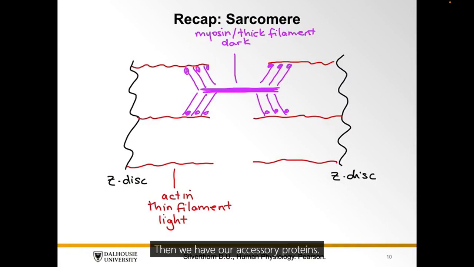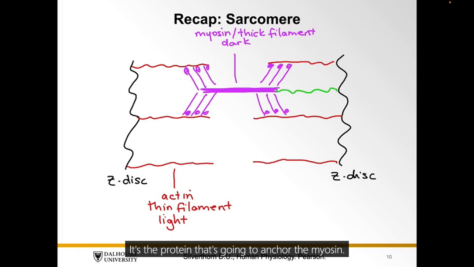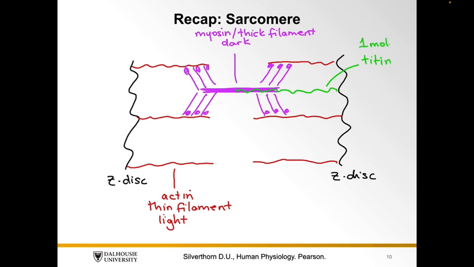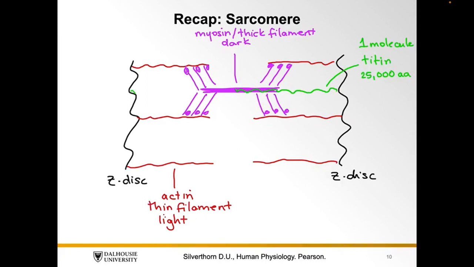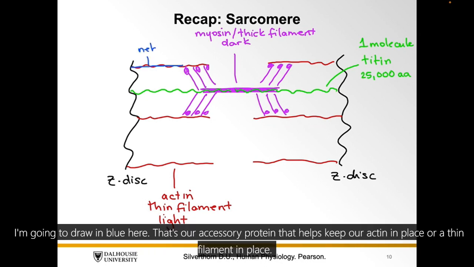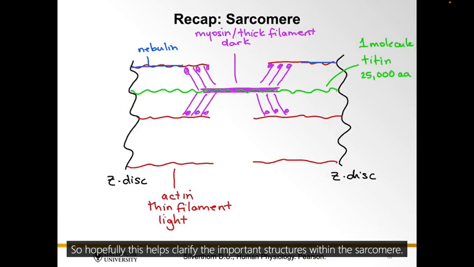Then we have our accessory proteins. So titin actually is the largest protein known in the human body right now. It's the protein that's going to anchor the myosin. So one molecule of titin, which I just drew here, that's one molecule, can actually have up to 25,000 amino acids. Okay, this is a giant protein. And obviously it's present on both sides. And finally, it's hard to draw, but we have nebulin. I'm going to draw in blue here. That's our accessory protein that helps keep our actin in place, or thin filament in place. So hopefully this helps clarify the important structures within the sarcomere.